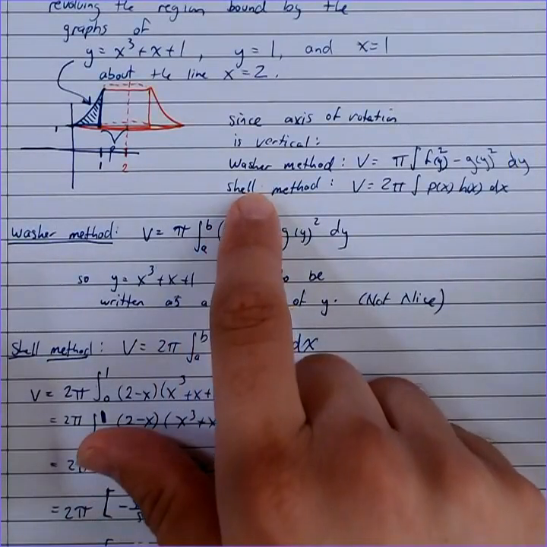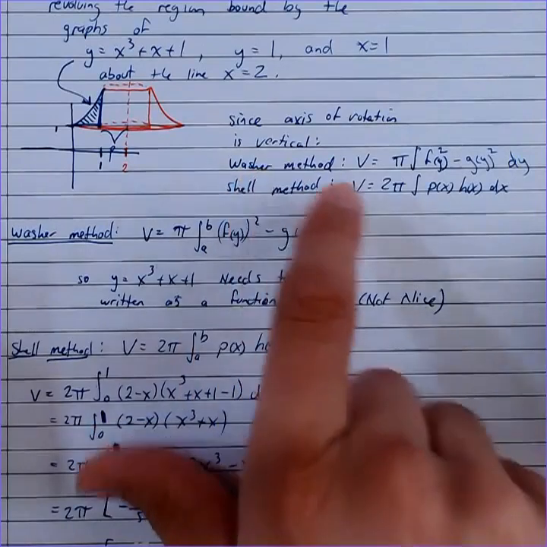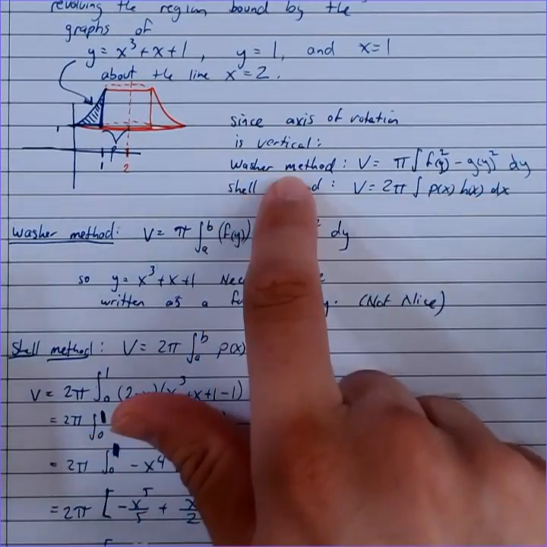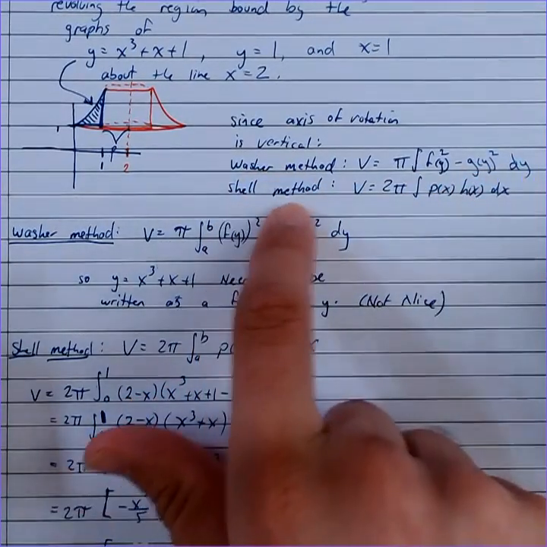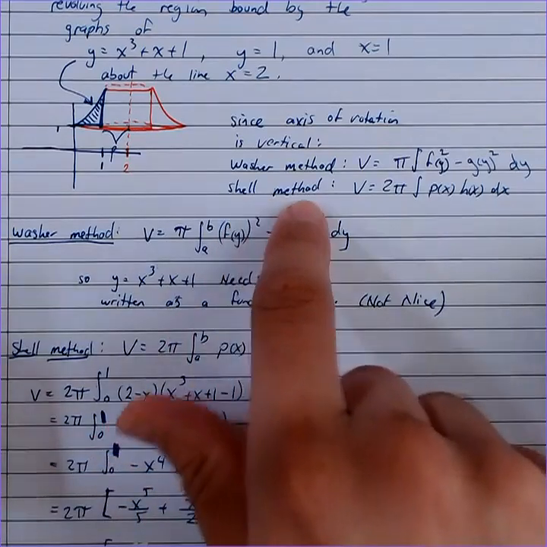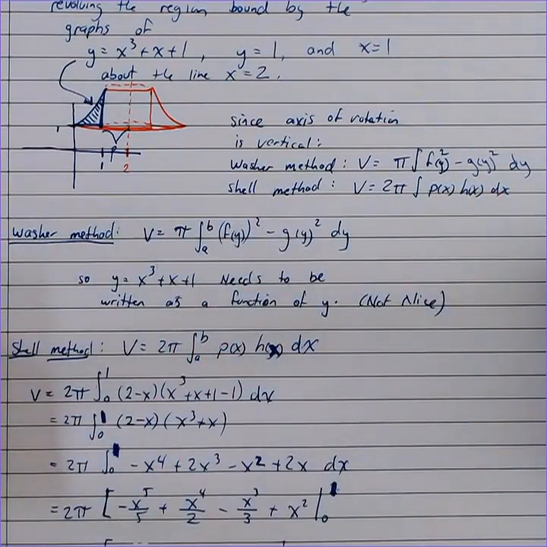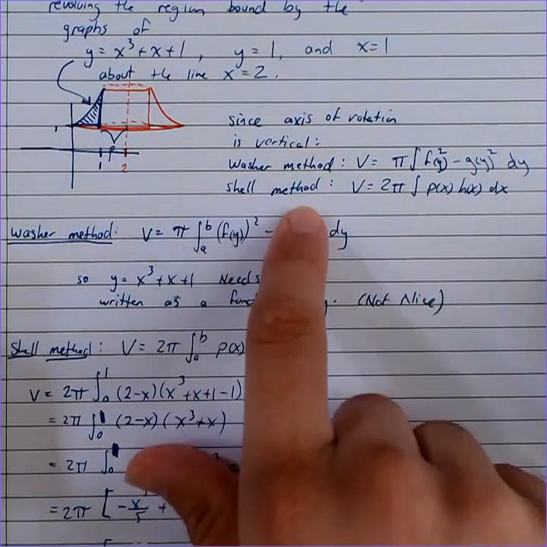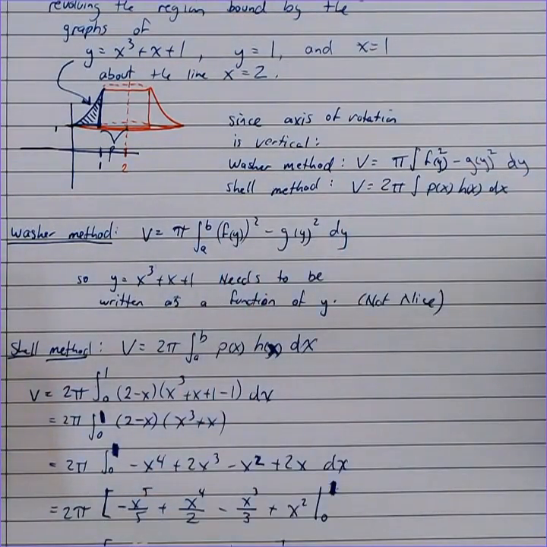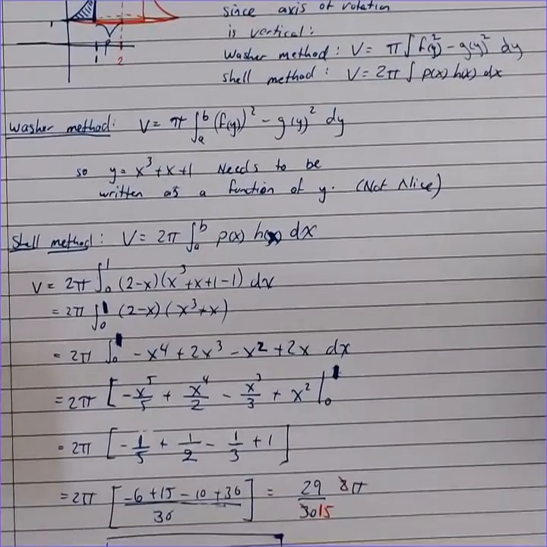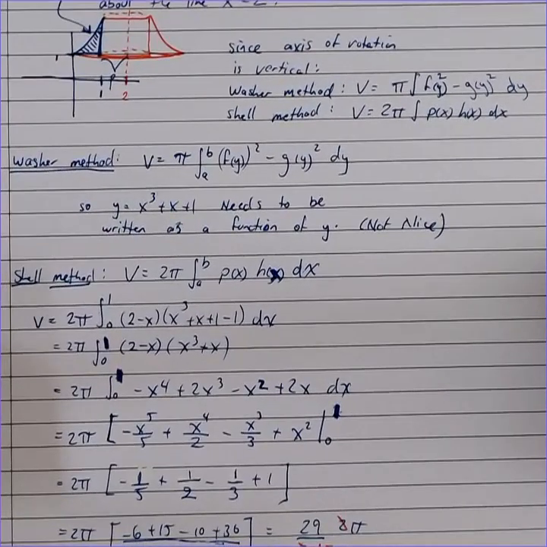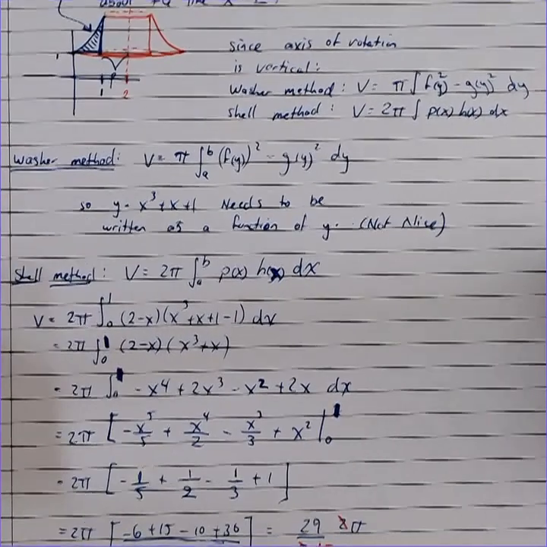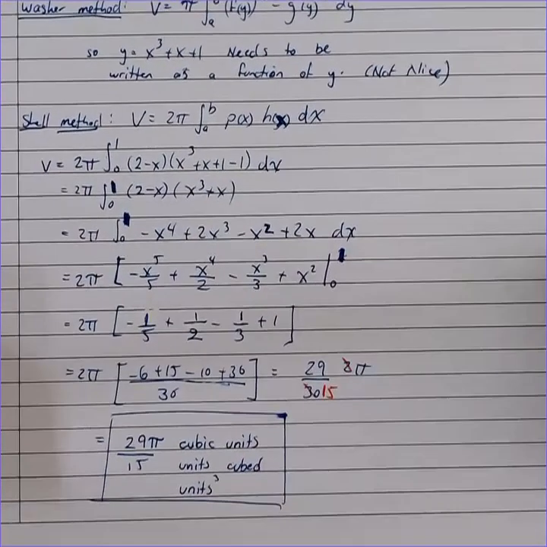When you compare the shell method to the disk washer method, those are always opposites. If the washer method uses the y variable, then for this example, the shell method will use the x variable. If in a different example, the washer method used the x variable, the shell method will use the y variable. Make sure you keep those straight because those are the biggest sources of confusion and problems for using the disks, shell, and washer methods. So that brings us to the end of this problem and the end of this section.